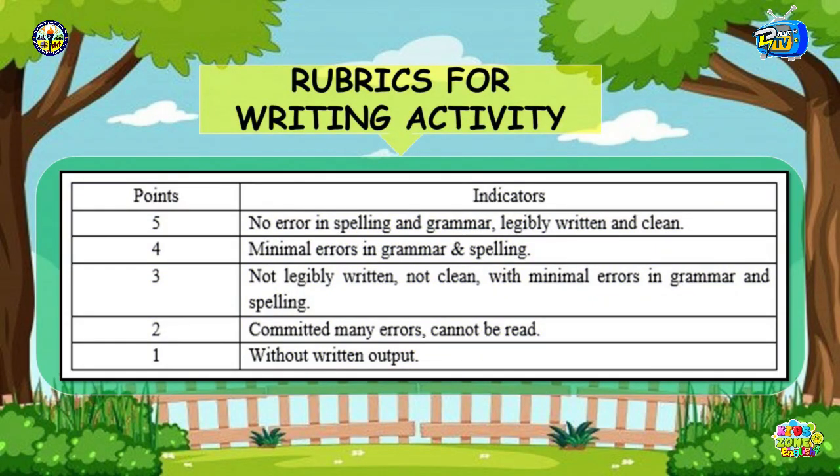Rubrics for writing activity. Points and indicators. For 5 points, no error in spelling and grammar, legibly written and clean. For 4 points, minimal errors in grammar and spelling. For 3 points, not legibly written, not clean, with minimal errors in grammar and spelling. For 2 points, committed many errors, cannot be read. For 1 point, without written output.